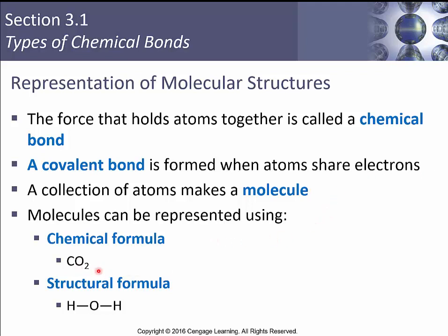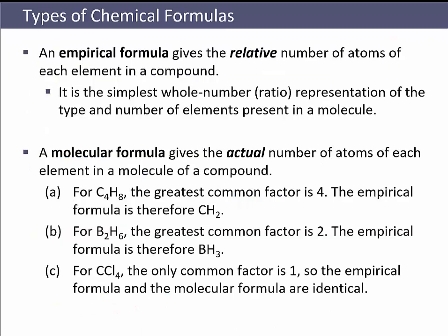A collection of atoms is going to make a molecule, and molecules can be represented using a chemical formula, so CO2, which tells us the number and type of each kind of atom, or a structural formula, like here H2O, which is showing how these atoms are actually connected to each other. We also have something called an empirical formula, which gives the relative number of atoms of each element in a compound. And that's the simplest whole number ratio representation of the type and number of elements present in a molecule.